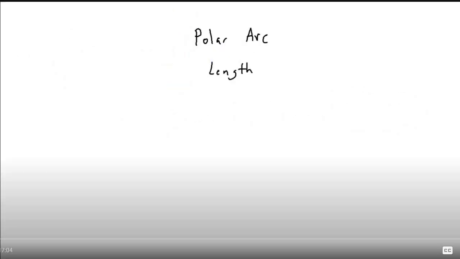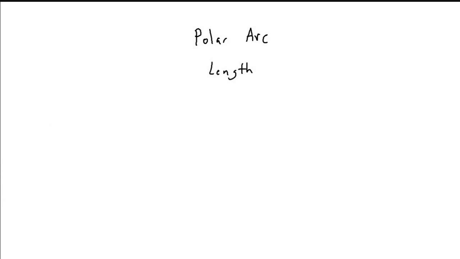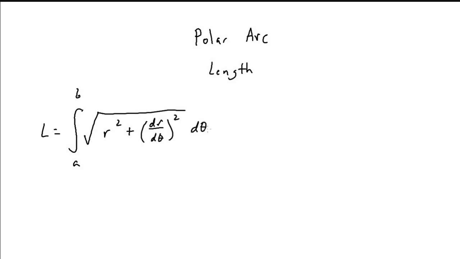So let's take a look at finding polar arc length. Now the formula for polar arc length is L equals the integral from a to b of the square root of r squared plus dr over d theta squared, d theta. And so r is obviously going to be our given polar equation. The dr d theta is basically the derivative of r, so I normally write it as r prime, because it's just going to be the derivative of our given equation. And obviously a and b are going to be the bounds in terms of theta.